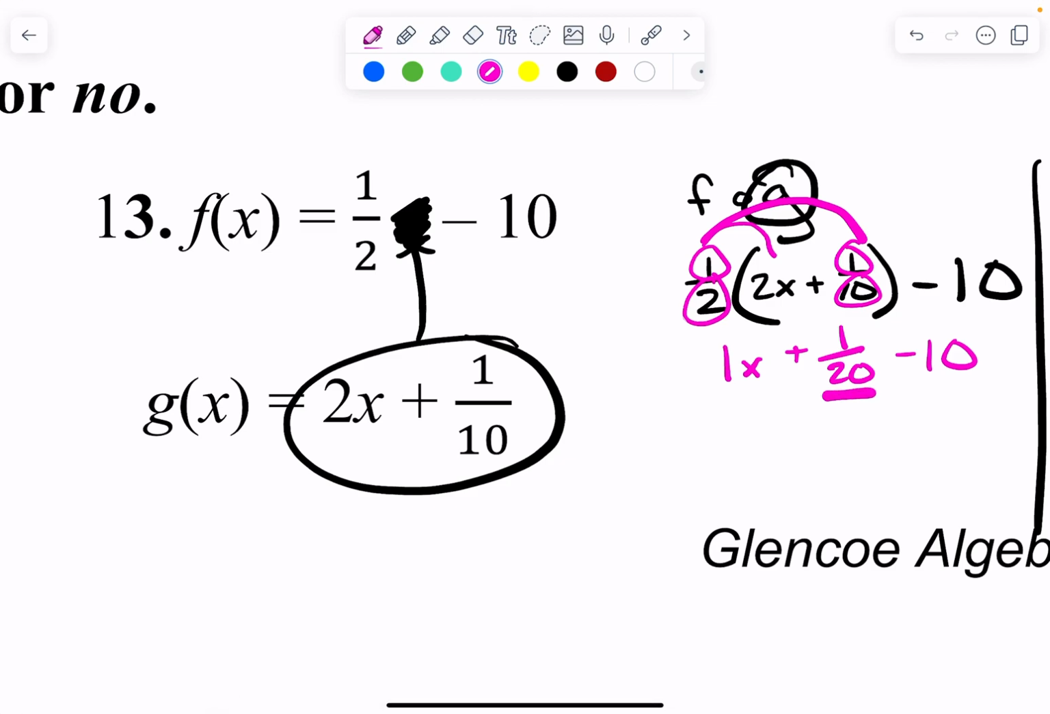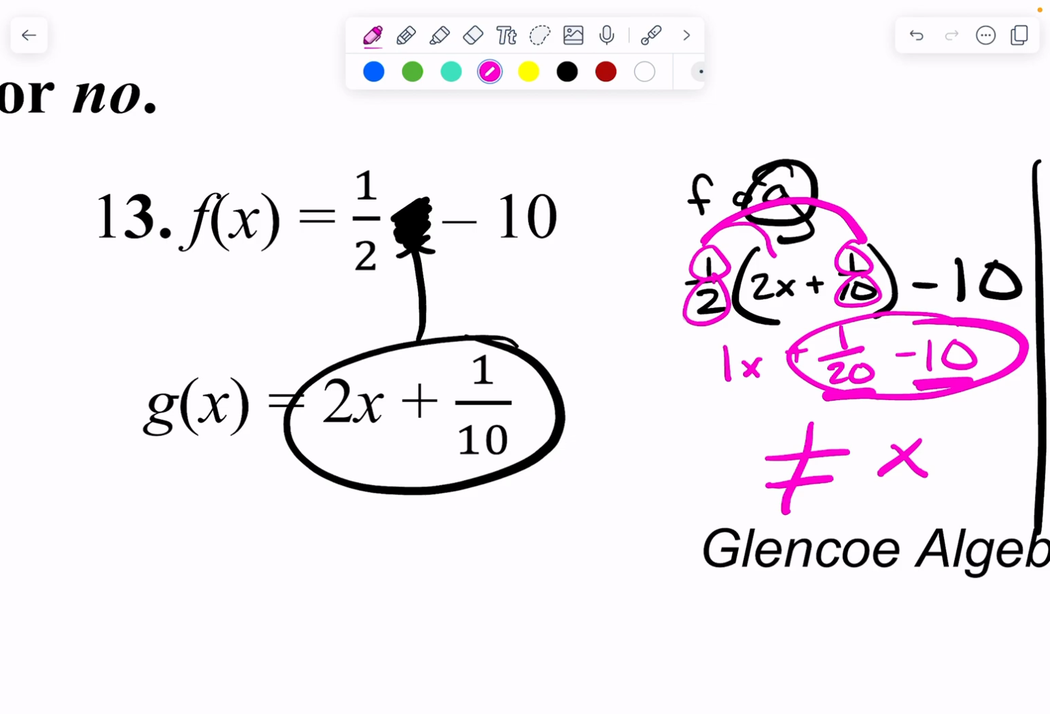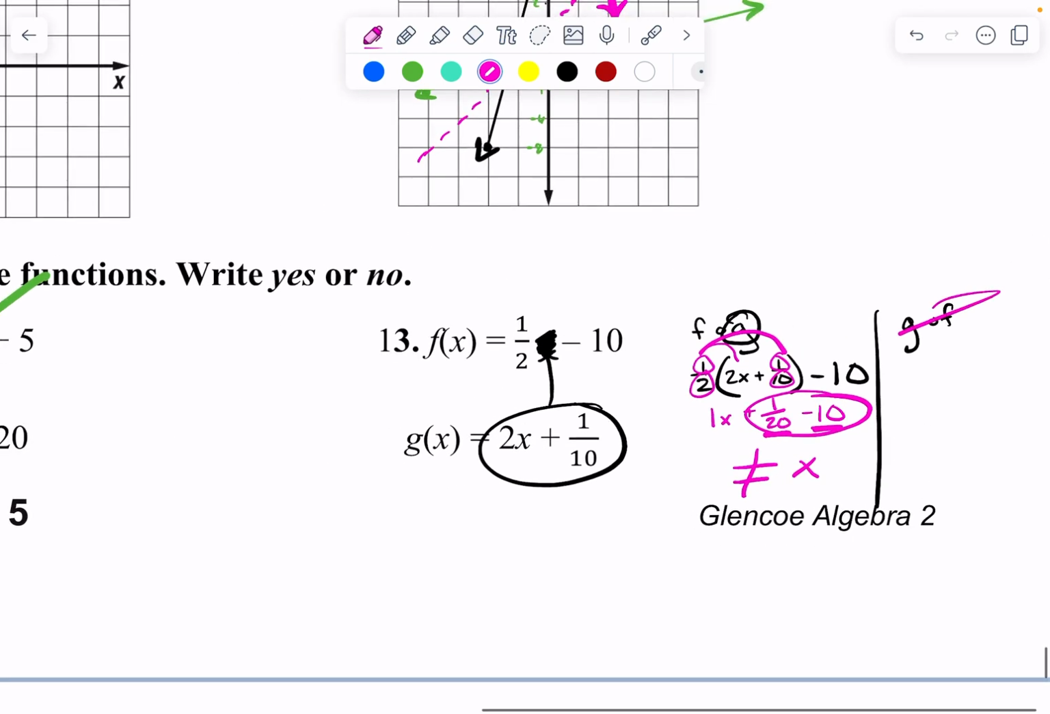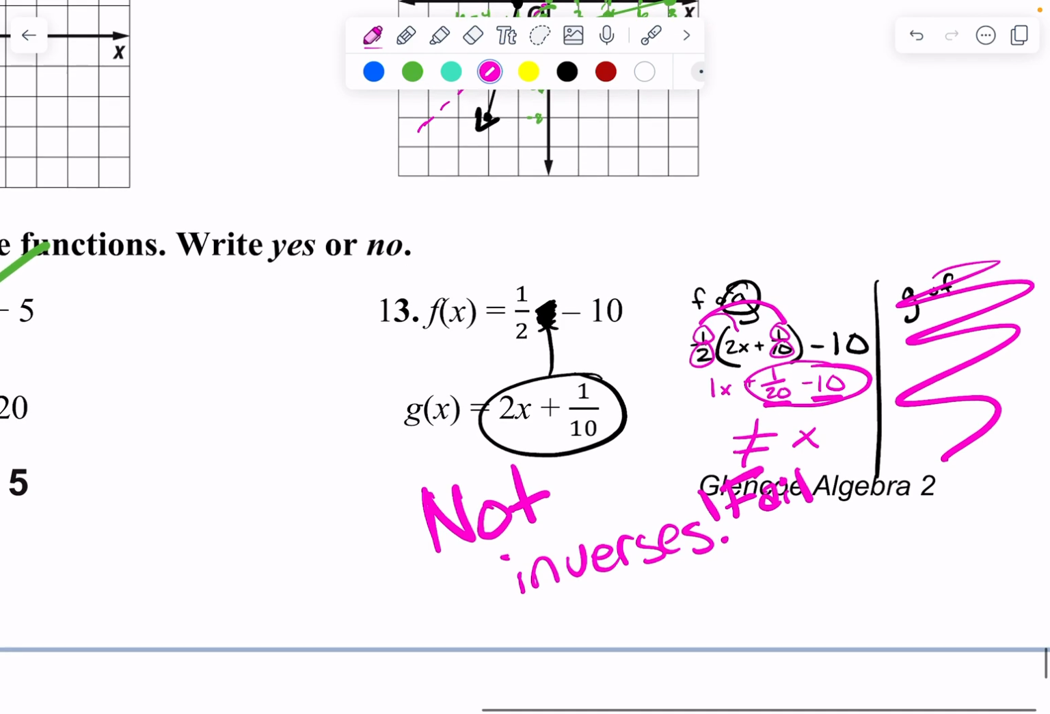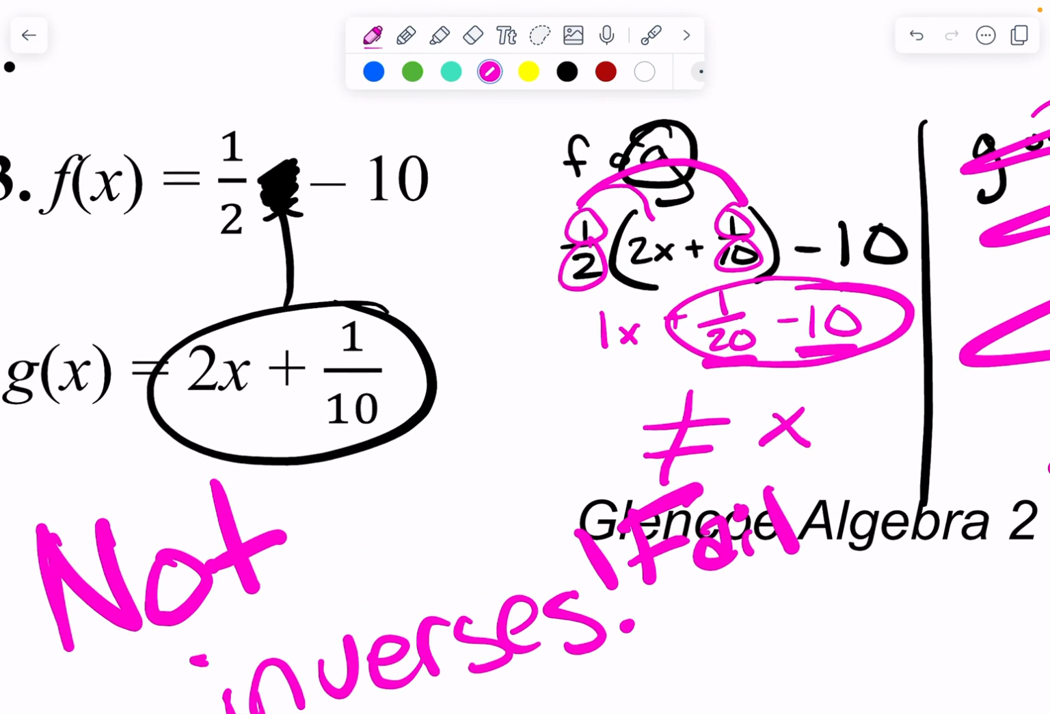Usually when I put these together, these two would cancel, but it doesn't in this case, right? There's nothing I can do. I mean, I could put these together and I'm going to end up with a really ugly number. But the point is that this is not equal to just x, right? So what that means is I don't even have to do this side because this one is a fail already. And that means that these are not inverses, because the first one fails. It doesn't reduce to just be x, so it fails.